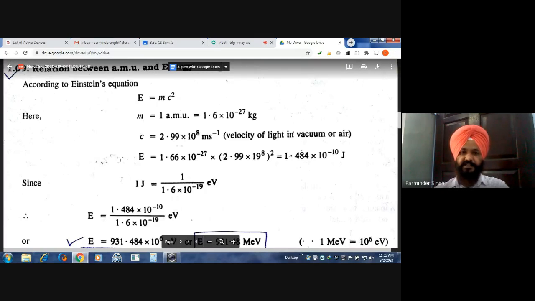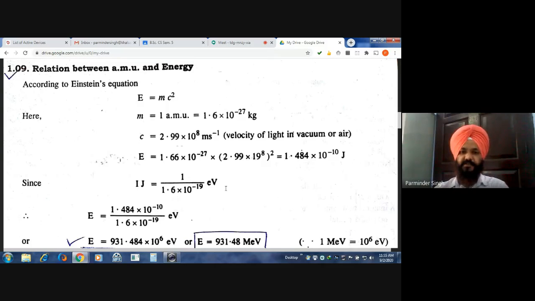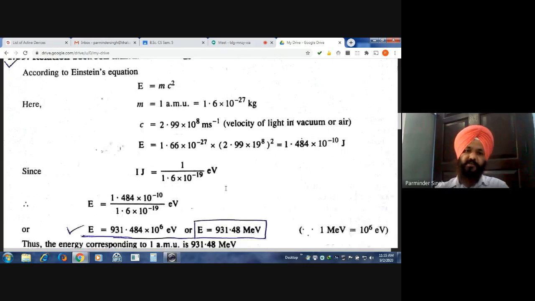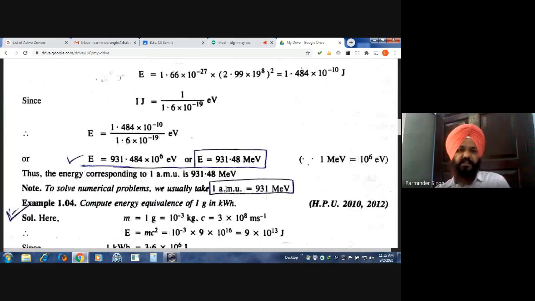And we also know that 1 joule is equal to 1 by 1.6 into 10 raised to power minus 19 electron volt. So 1.484 into 10 raised to power minus 10 joules, divide this term with 1.6 into 10 raised to power minus 19, and we can find out the energy in terms of electron volt, and that energy is equal to 931 into 10 raised to power 6 electron volt, and that can be also converted into mega electron volt, which is equal to 931 mega electron volt will be the energy of the particle.